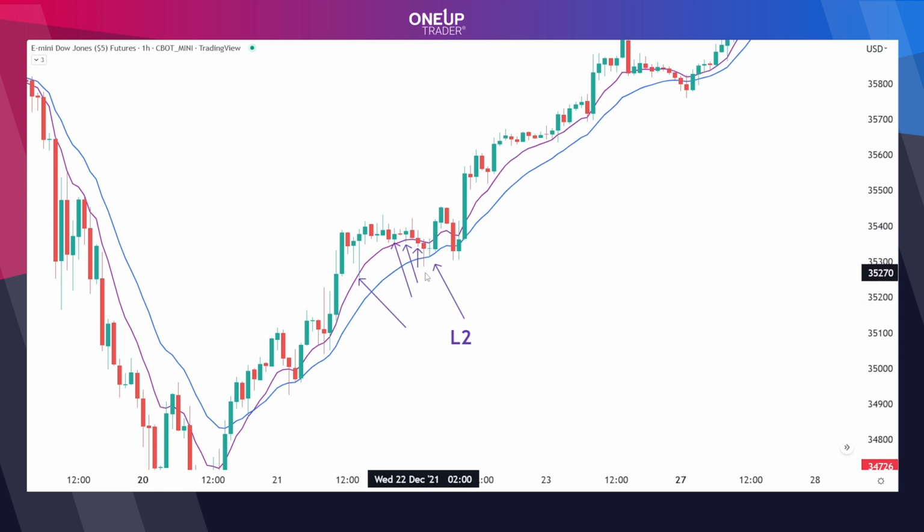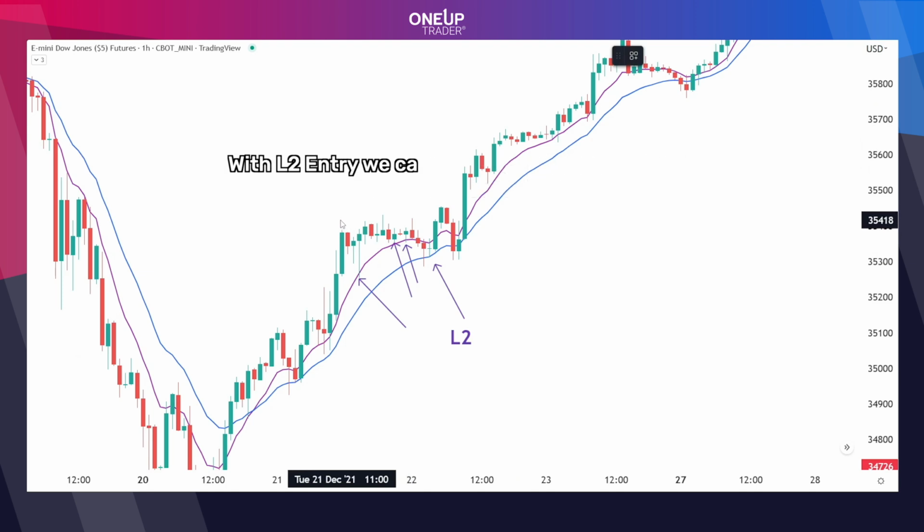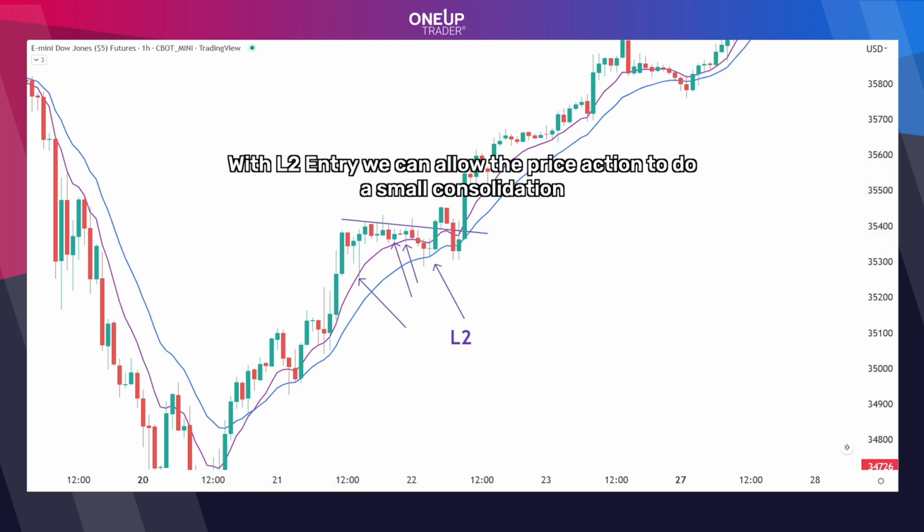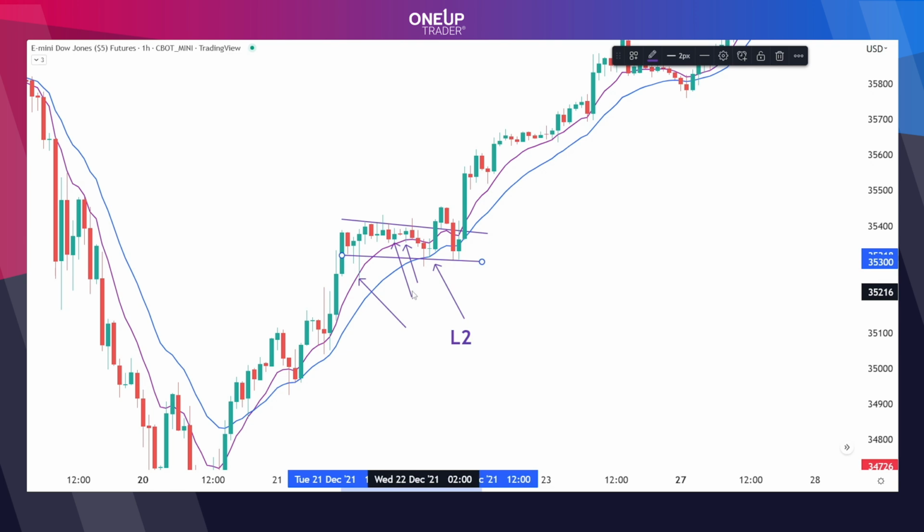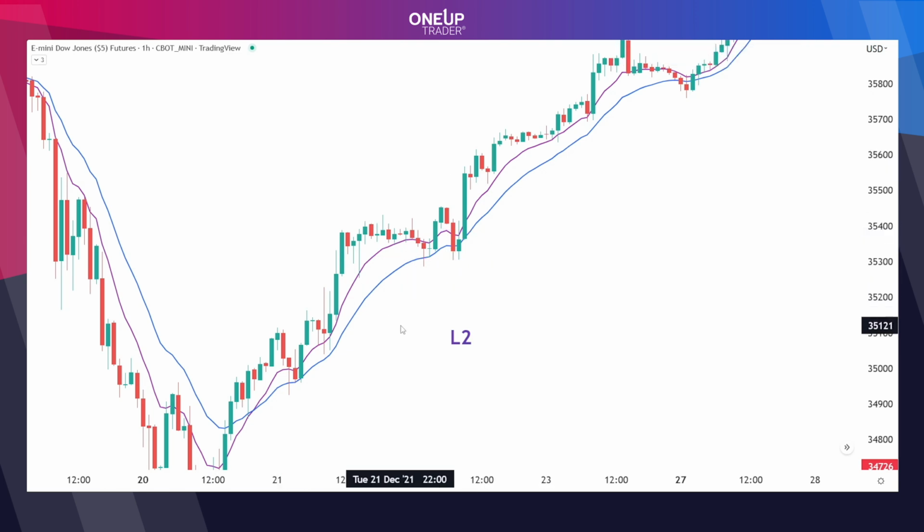Now, if this occurred down here, this would not be an L1 entry that we would take, simply because we're not seeing that quick impulse move off of the moving averages. With the L2, we can allow the moving averages to sit sideways even for a while, and we can allow price action to do a small consolidation. And if you draw some trend lines at this point, you can see that we actually form some sort of small consolidation flag that we then break out of.